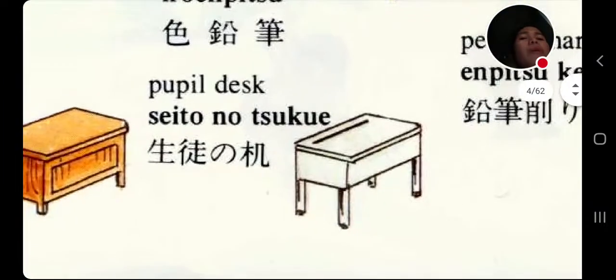And then we have pupil. Seito no tsukue. If you remember a while ago, pupil is seito. Yung gakusei. Then gakusei, seito. Seito, pupil. That's correct. Mas correct siya.